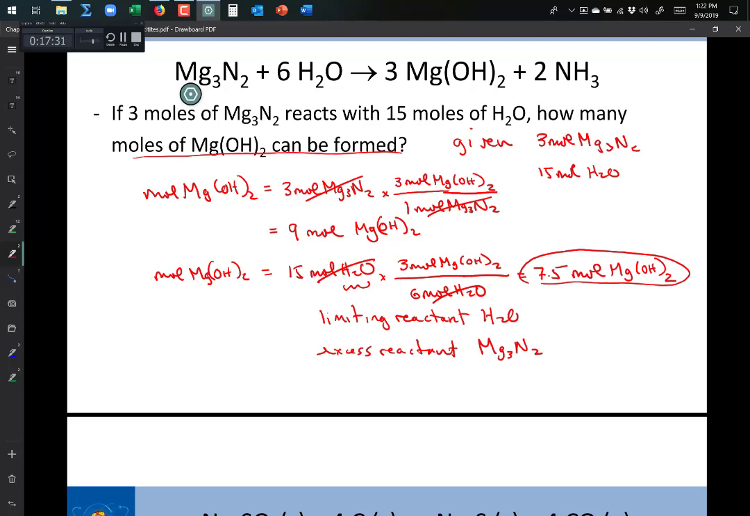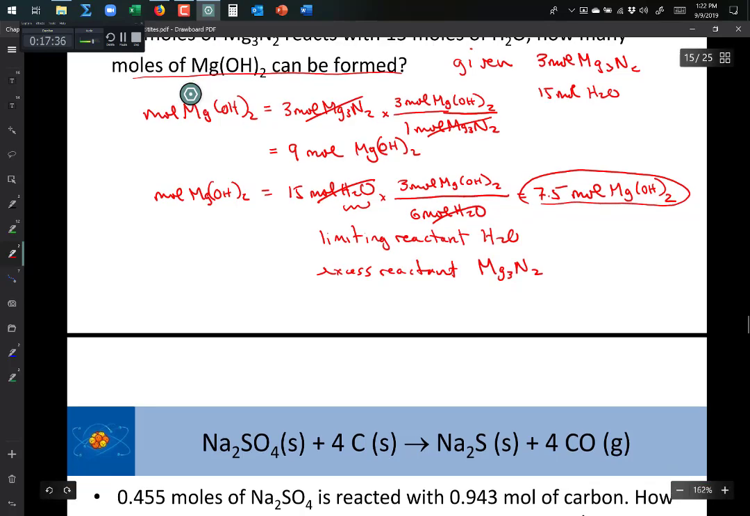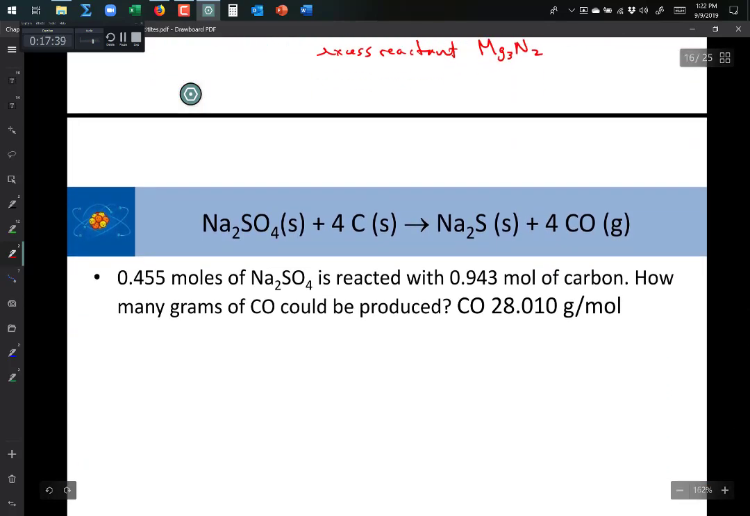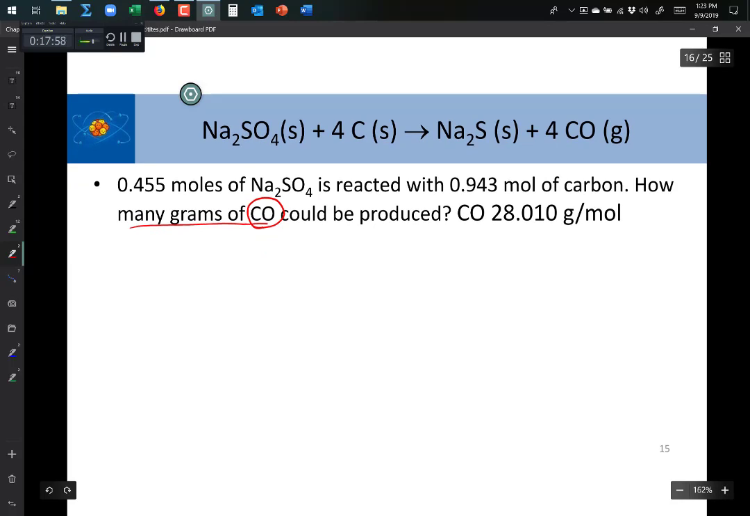Okay, you guys do this one. And there's a little twist here. We want to know how many grams of carbon monoxide could be formed. So you'll figure out moles of carbon monoxide, and then you'll figure out grams. Okay, so we're trying to figure out CO. I'll have you guys do the limiting reactant part first, and then we'll just convert it to grams. And if you have questions, let me know, and I'll come by and I'll help you set it up.